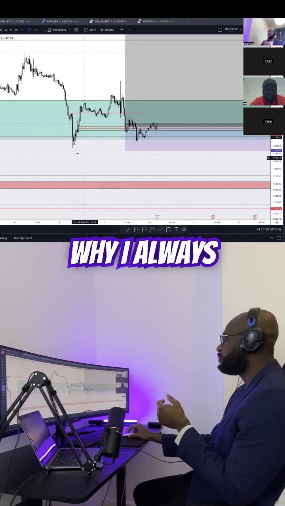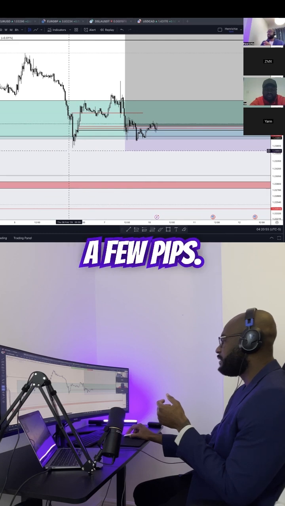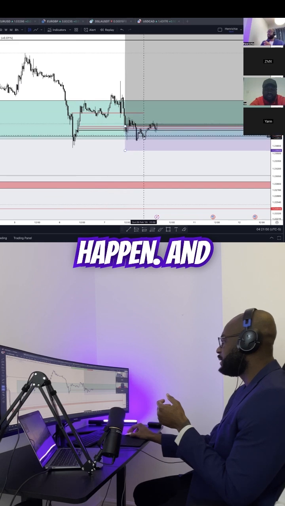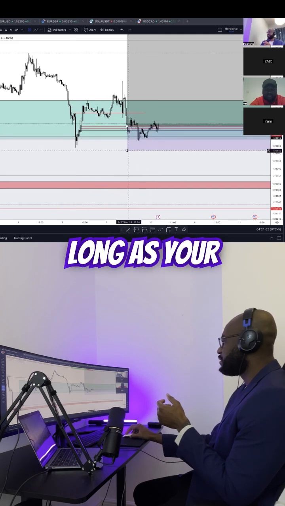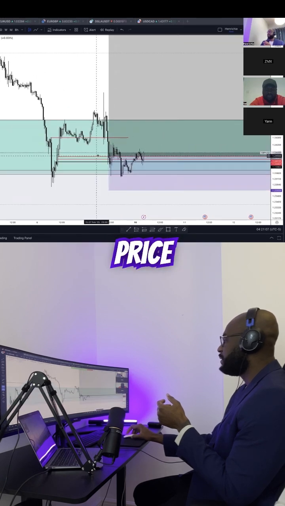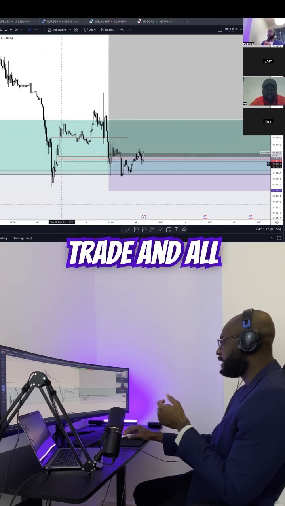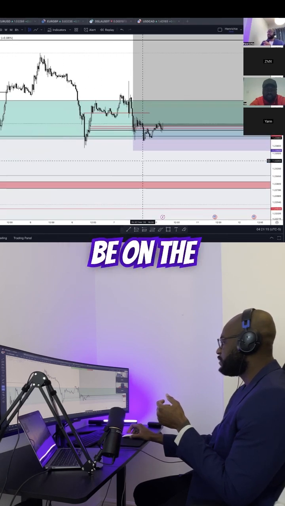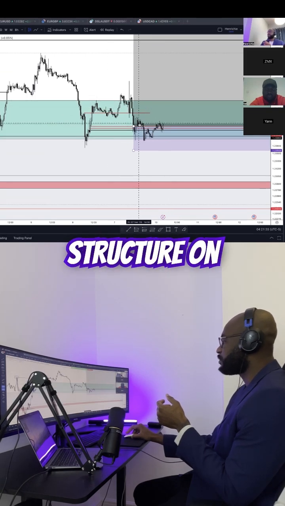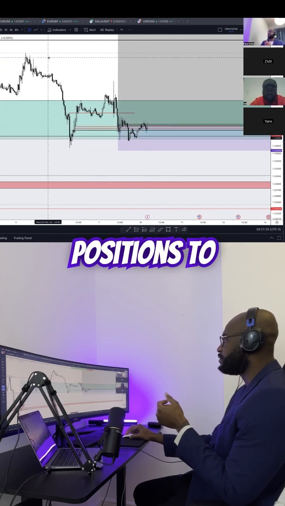This is part of the reason why I always tell you guys to always use the overall low as your stop loss. Add a few pips extra. Reason is because things like this can happen. And when it's happening, as long as your stop loss is here, 3 pips below the low, it's going to be safe. If price disrespects this low, then it invalidates this entire trade. And all you do is be on the sidelines and watch for another break of structure on the 15 minutes time frame before you look for entry positions to get in.